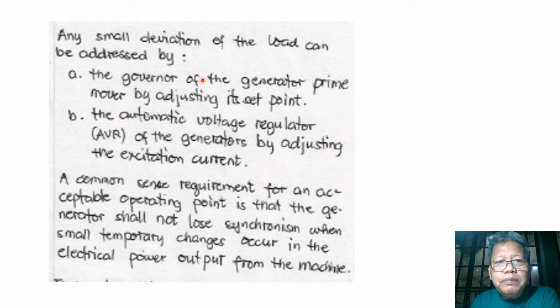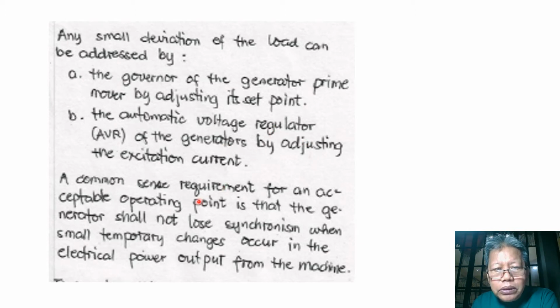Now, any small deviation of the load can be addressed by letter A, the governor of the generator prime mover, by adjusting its set point, as we have also discussed about the turbine generator control. And letter B, the automatic voltage regulator or AVR of the generators, by adjusting the excitation current. The AVR is part of the voltage, the QV control of our generator.